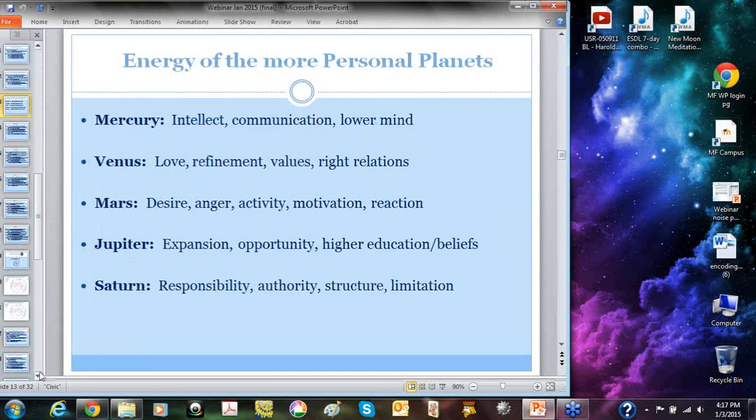Here's a quick rundown on the more personal planets, and the next slides will get into it a little more in detail. These are our basic modes of operation. Mercury is how we communicate with others. Venus is how we relate to them. Mars is our own personal little action figure, how we act and react. Jupiter lifts us, expands us, and teaches us to venture far, while Saturn reins us in, provides structure and limitation, and teaches us responsibility.